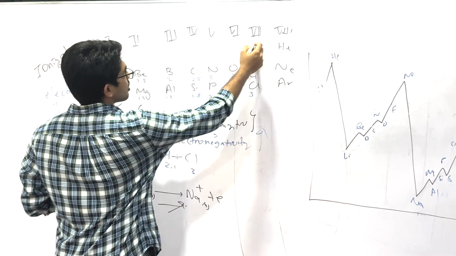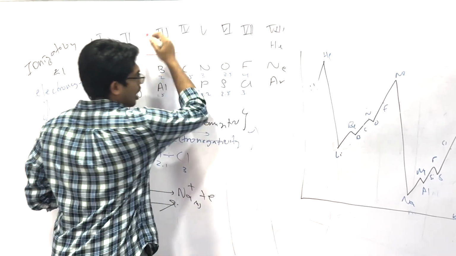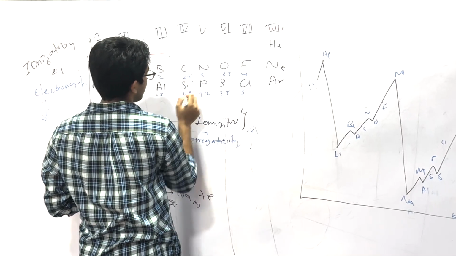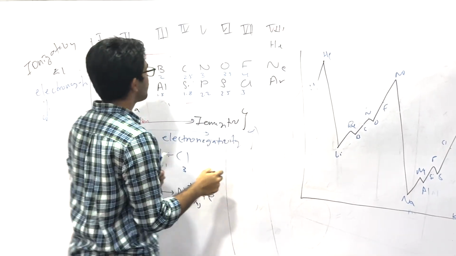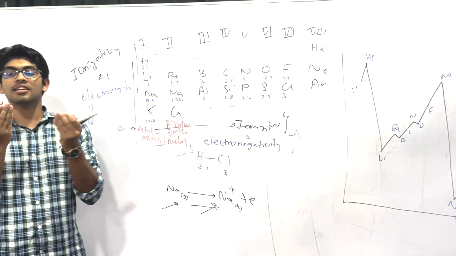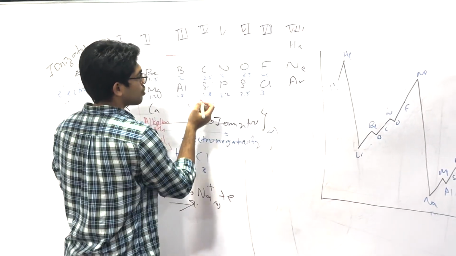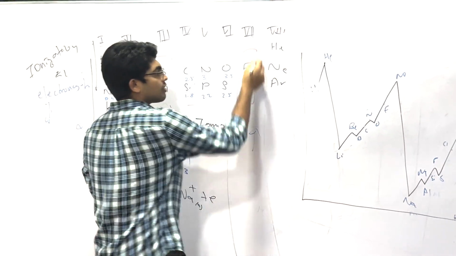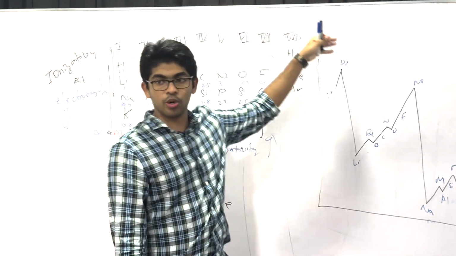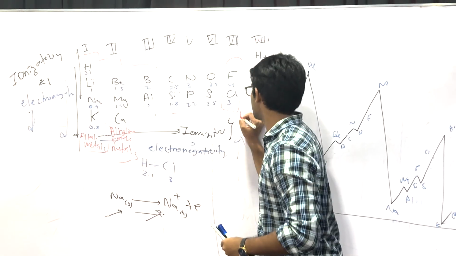So group 7 and the rest of these are nonmetals. Here aluminium, silicon, we have metalloids, which have both metallic and non-metallic features. So in group 7, elements in group 7, what do we call them? We call them halogens.